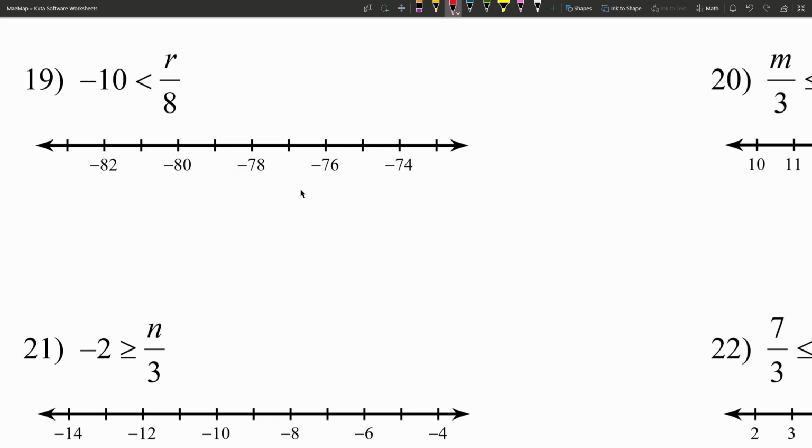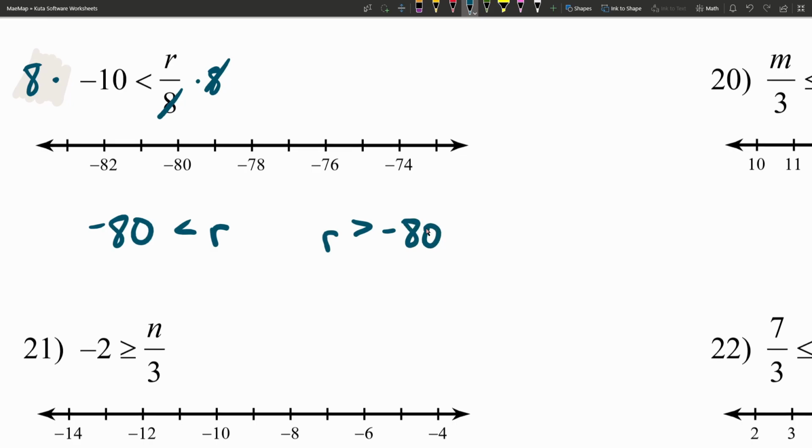For 19, we have that -10 is less than r over 8. So let's start by multiplying by 8. If we start by multiplying by 8, in one step, we can isolate our variable r. So we get that 8 times -10 is a -80, and that is less than r. We multiply by a positive, so no need to switch that inequality. However, I can rewrite it if I choose, so I'll rewrite it as r is greater than -80.